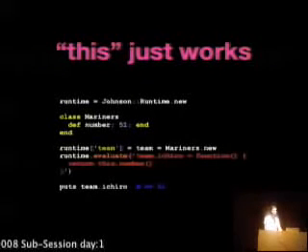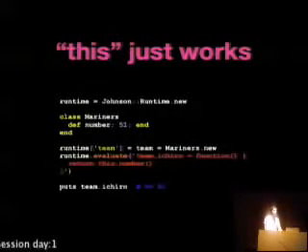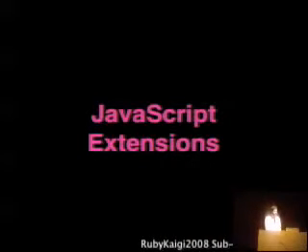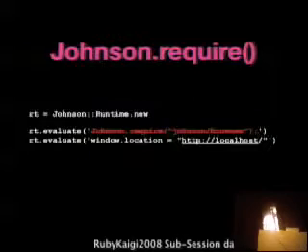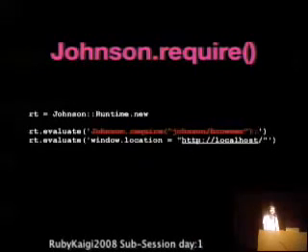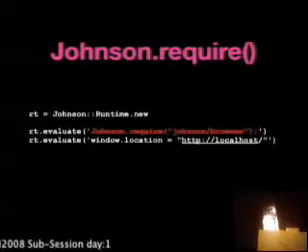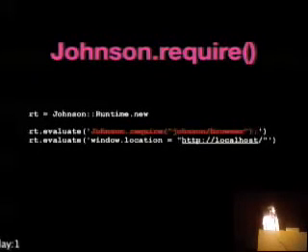So next I'd like to take a look at some of the JavaScript extensions that Johnson provides. We've added a few extensions to help us with development. And we're trying to keep most of our development done in either Ruby or JavaScript. So the first extension I'd like to take a look at is Johnson.require. This works exactly like Ruby's require, in that it searches your load path for a JavaScript file and then evaluates that JavaScript file within your runtime. So this looks for a Johnson/browser.js, and if it can find that file, evaluates it in your runtime.